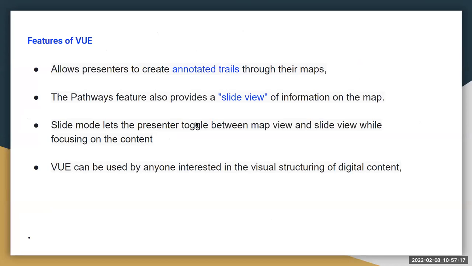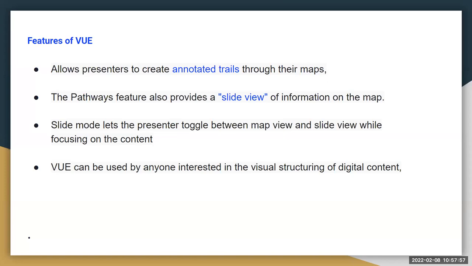Features of VUE: what are the main features of VUE? It allows the presenter to create annotated trails through their maps. I have already discussed that concept maps are not in a linear form or a radial form. They have a tree-like structure with many branches. So we can say that it has annotated trails, and we can add or create additional trails in the concept map if we are creating it through VUE.